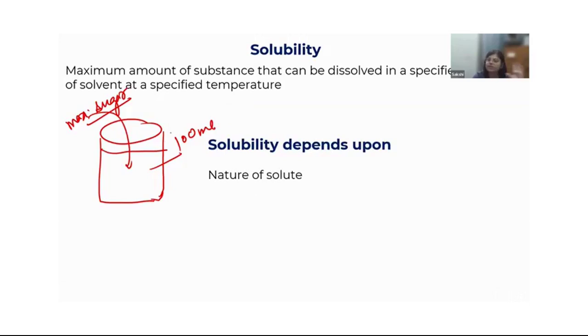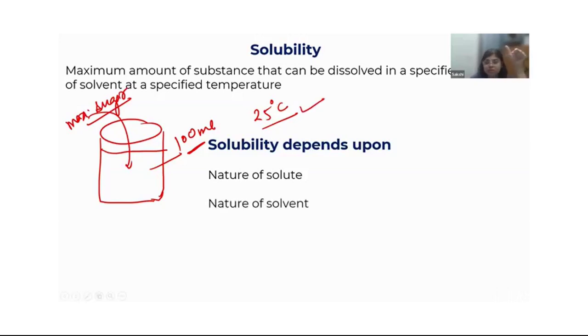At a specific temperature, because solubility changes with the temperature. So let's say I keep the temperature at room temperature, that is 25 degrees Celsius. So the maximum amount of substance that can be dissolved in the water, where I have also specified the quantity of the solvent, that is 100 ml, at a specified temperature, we call it solubility.